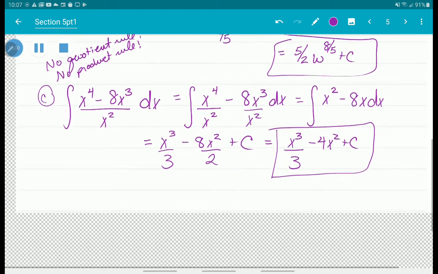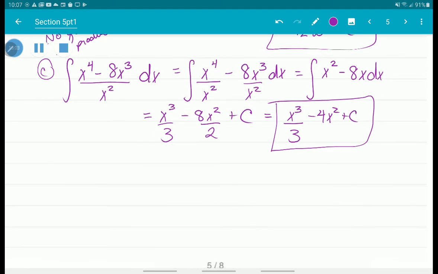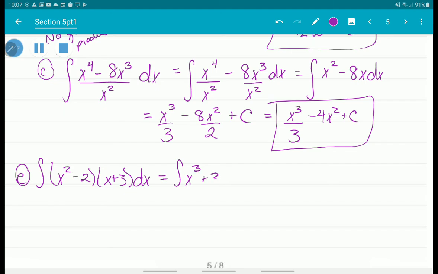And then let's do one more. Let's do e. E is asking us to integrate x squared minus 2 times x plus 3. There's no product rule, so we are going to have to distribute here. So we're going to have x cubed plus 3x squared minus 2x minus 6. And then we are going to integrate each piece.